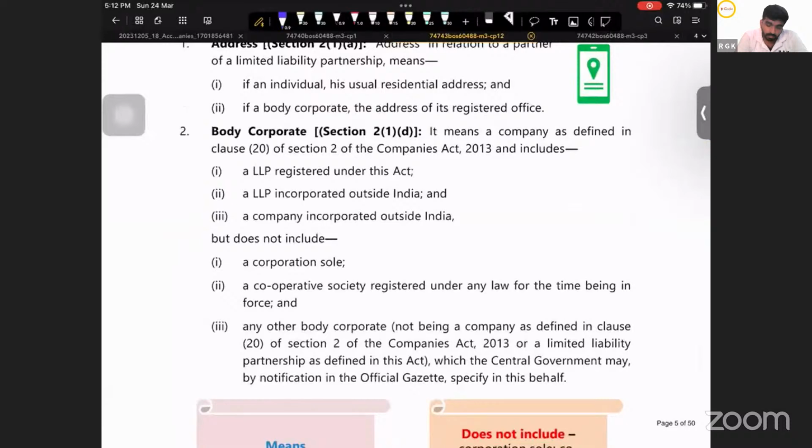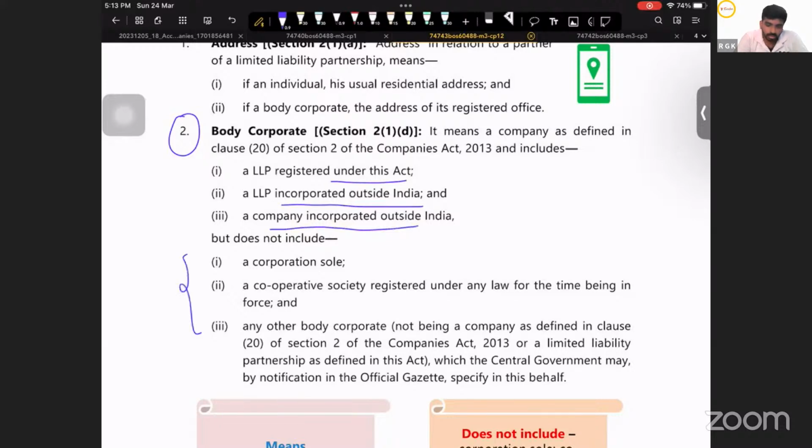Then first important definition is body corporate definition. What do we mean by body corporate when it comes to LLP Act? Under LLP Act, body corporate means a company as defined in clause 20 of section 2 of Companies Act. That is, company means a company incorporated under this law and in the previous company law. And includes LLP registered under this act, LLP incorporated outside India, company incorporated outside India.